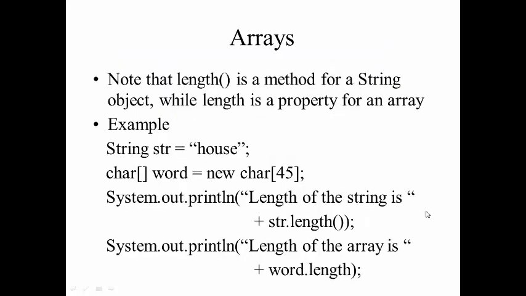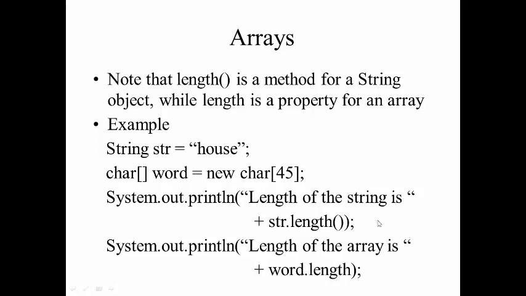Note that length() with parentheses is a method for a String object, while length is a property for an array. So these are two different things. Here's an example with both. Suppose you declared a string named str, which has the word house in it, and then on the second line of code, char[] word equals new char[45]. So this is an array named word which contains the character data type.